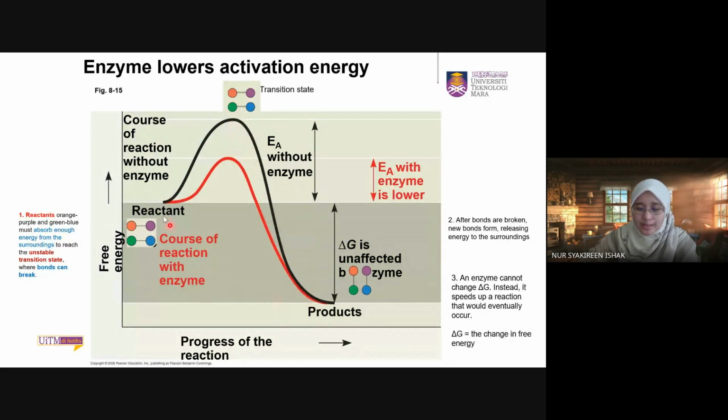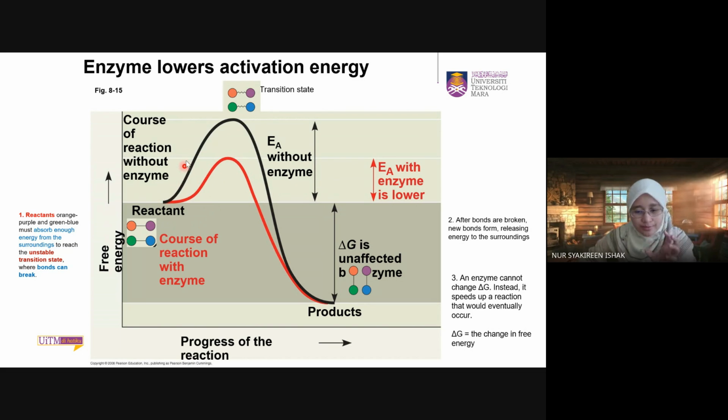Okay, so initially we have the reactants. This is the reactants, and it has two reactants in this case again. The reactants will bind, for example, in the reaction that does not involve enzymes. As you can see, the graph is a lot higher and takes a longer time.